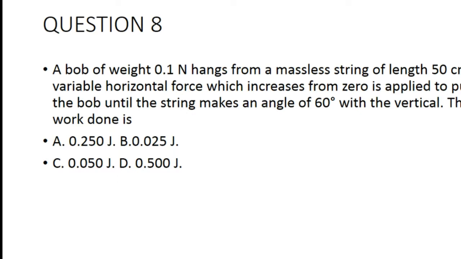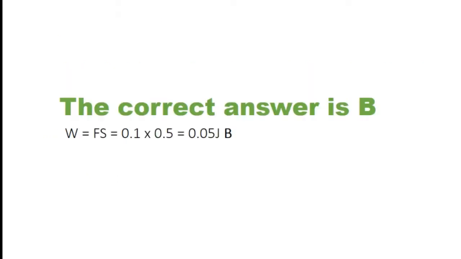A, 0.250 joules. B, 0.025 joules. C, 0.050 joules. D, 0.500 joules. If we take the formula W equals Fs and we substitute our F and S there, we will arrive at the answer 0.05 joules, which is option B.